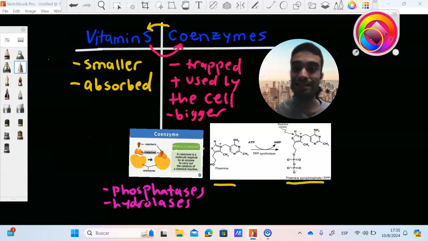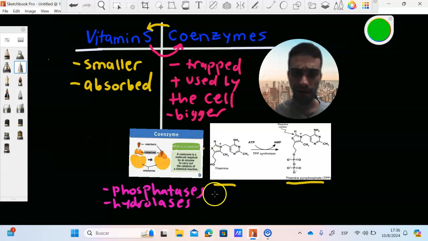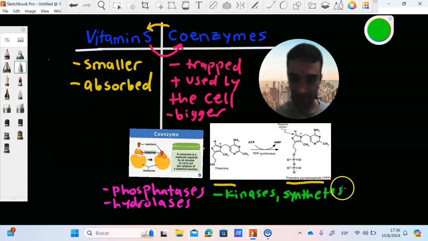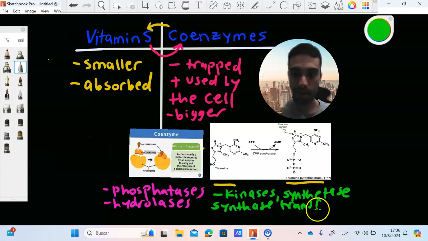Well, there are separate enzymes that are going to help with that, and these include kinases. So these in green will make the vitamin bigger to form a coenzyme. Kinases, synthetases, synthase, and transferase. Okay? And there you have it.